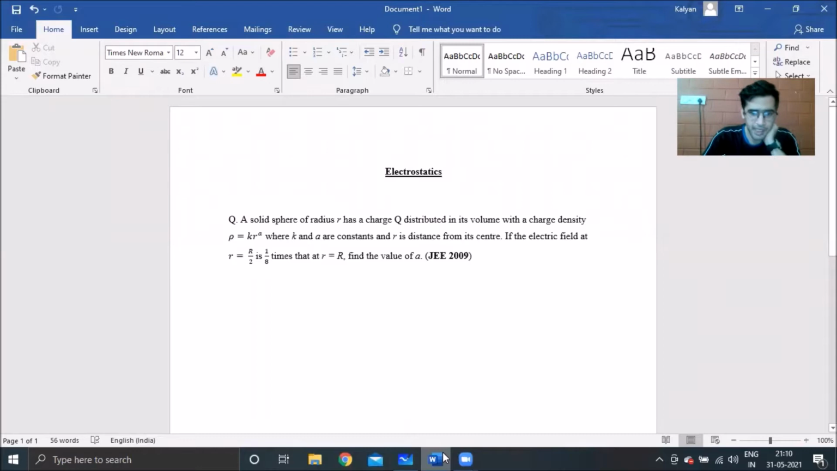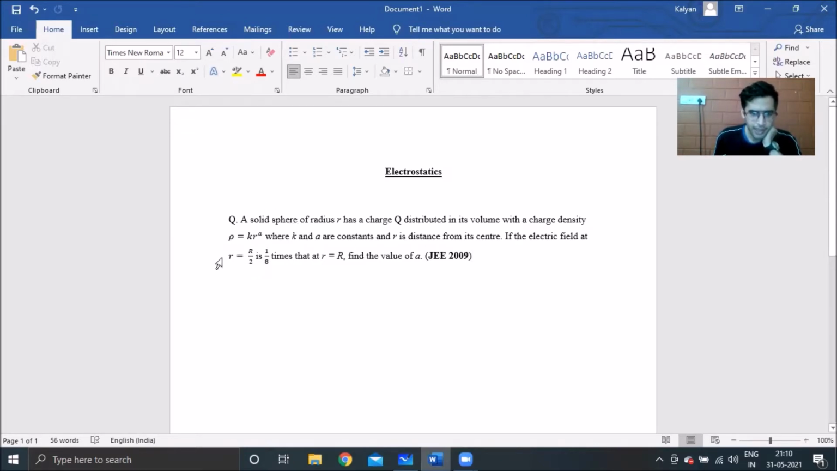Yeah. So this was the question which was asked in JEE 2009, and the question goes as such: you have a solid sphere of radius R, which has a charge Q distributed in its volume. And it has a charge density which varies with distance from the center according to the relation rho is equal to kr per a, right? So this is not a uniformly charged sphere. We have a non-uniformly charged sphere over here.